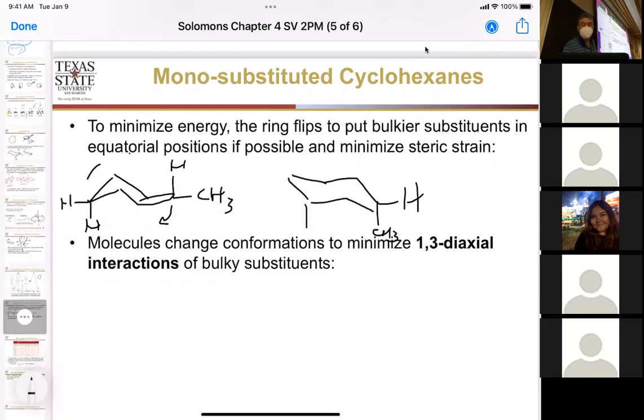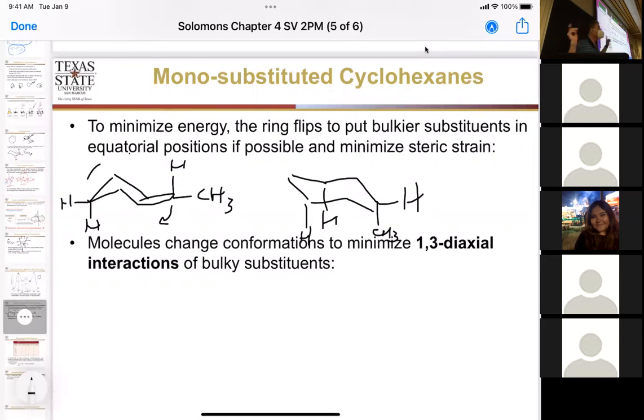Now, where's that methyl group? Is that methyl group in the axial or equatorial? It's in the axial. This always happens. Whatever is on the axial on one form will be on the equatorial on the other. If it was on the equatorial on one form, it's going to be the axial on the other. They always switch positions. All 6 hydrogens that are axial become 6 equatorial hydrogens. Okay, so that's a good way to think about this.